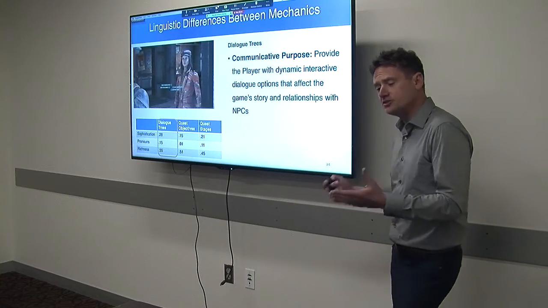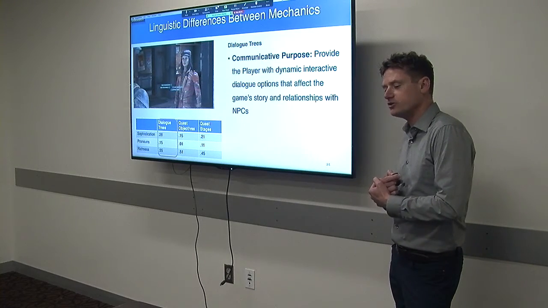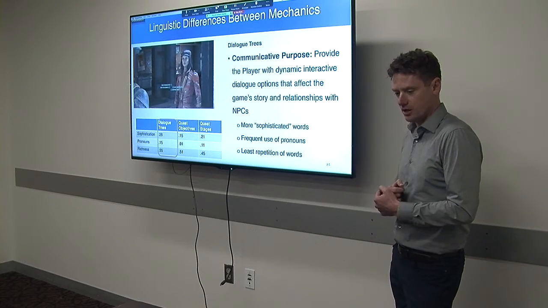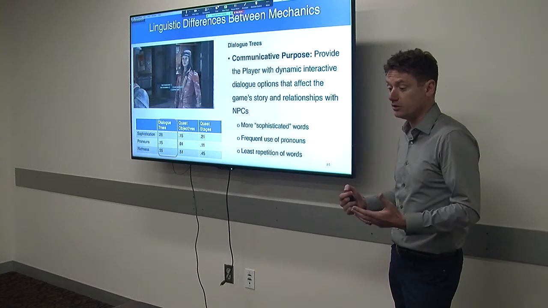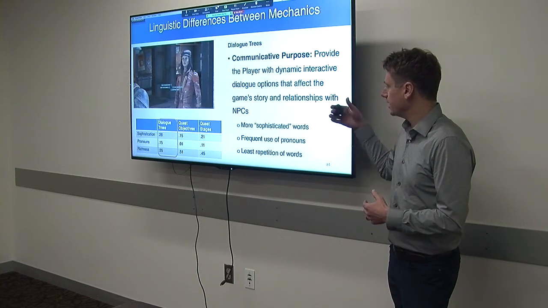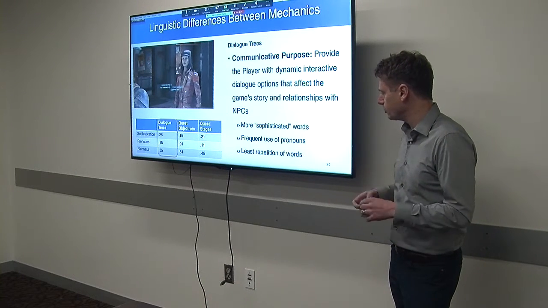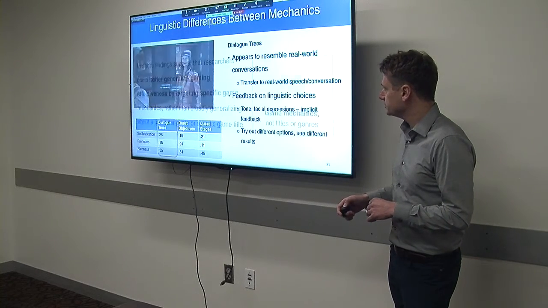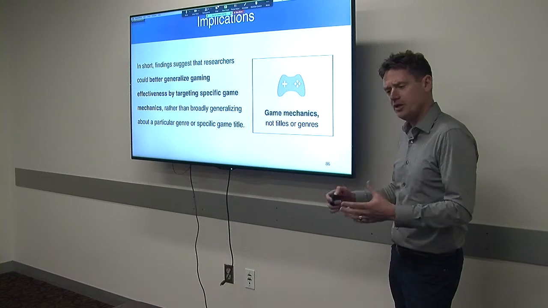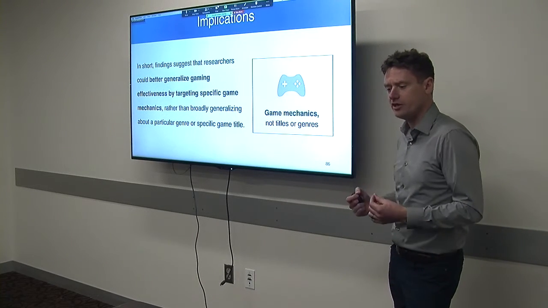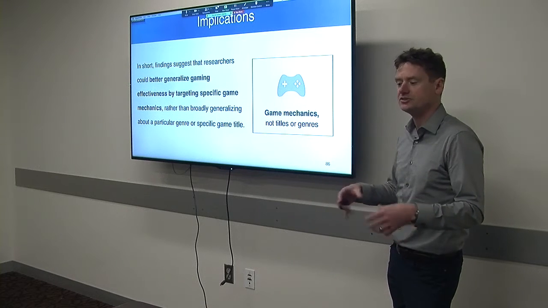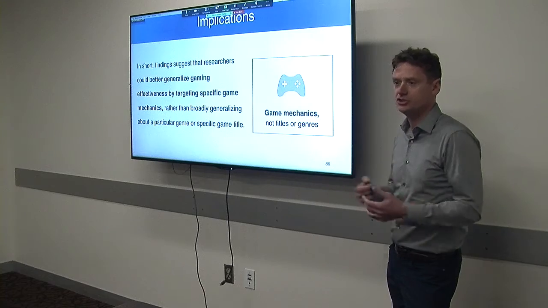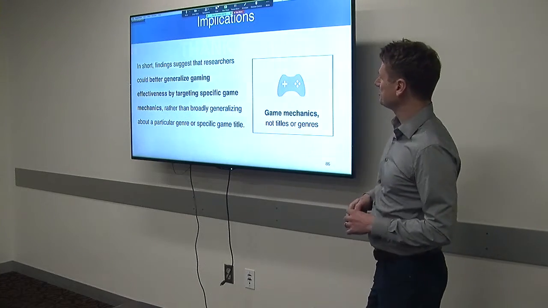And of course, not surprising, dialogue turned out to be the most complex use of language, so this could be a really difficult mechanic or design for early learners. It had the highest number of sophisticated words, lots more pronouns, and didn't repeat words as often. So let me just skip ahead here. The main point I'm making again, just to reiterate, is that we can better generalize by targeting these different mechanics rather than generalizing at the level of a game title or a certain genre of games.